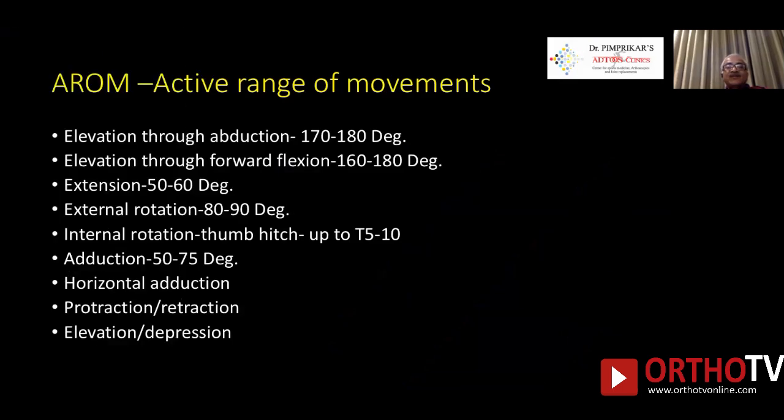So in active ROM, one needs to assess the following movements: elevation through abduction, which is about 170 to 180 degrees in normal patients; elevation through forward flexion, which is again 160 to 180 degrees; extension, which is 50 to 60 degrees; external rotation, which is 80 to 90 degrees; and internal rotation, which is done by the thumb hitch method. One should be able to reach about dorsal 6 to 10 vertebra to say that it's normal.